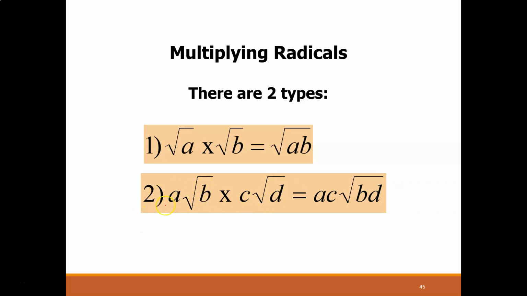So you can just multiply this whole thing. This and this, since this is a multiplication, you can combine it. And this one also, since this one is multiplication, okay? So you can just combine. A times C, you get AC. Surd B times surd D, you get surd BD. Okay? For multiplication, it's okay to combine.